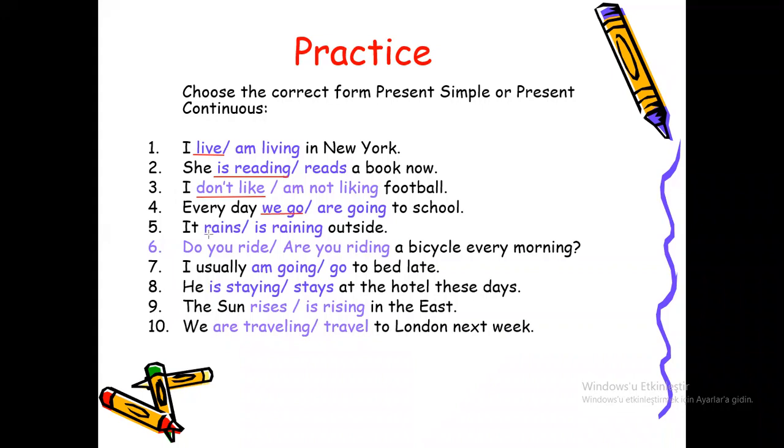And 5, it rains outside or it is raining outside. It's probably about at the moment when you look outside, you will see the rain. So it is raining, present continuous tense. It is happening now. And 6, do you ride a bicycle every morning or are you riding a bicycle every morning? Again, the word every will help us to understand the tense better. Every morning, this is a routine. So we have to say, do you ride? We have to use present simple tense.